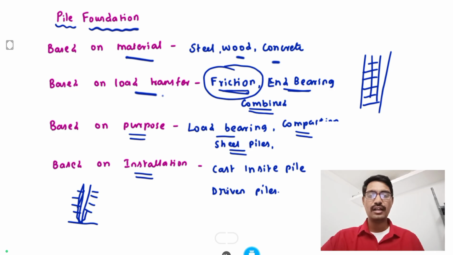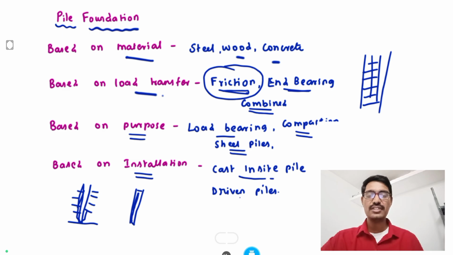Next thing is based on the installation. First, the cast in situ pile. In the cast in situ pile, first we make the bore hole. After the bore hole, the reinforcement cage will be inserted. After that the concrete will be poured into the bore hole. Okay, so that is the cast in situ pile.